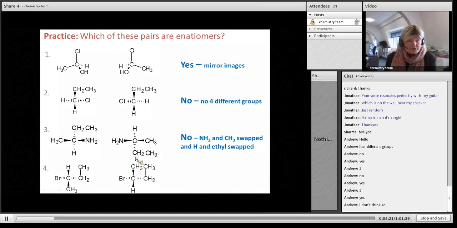Now here I've got a methyl on the left and an amine on the right, whereas here I've got an amine on the left and a methyl on the right. So can you see that these two have been swapped around? And because they've been swapped around, the molecule on the right is exactly the same as the molecule on the left.